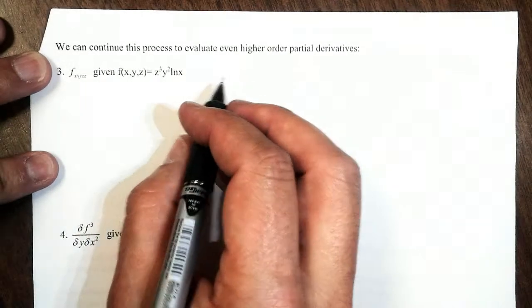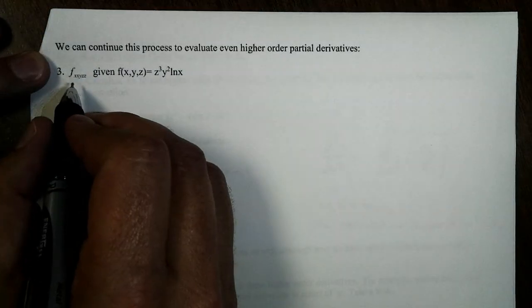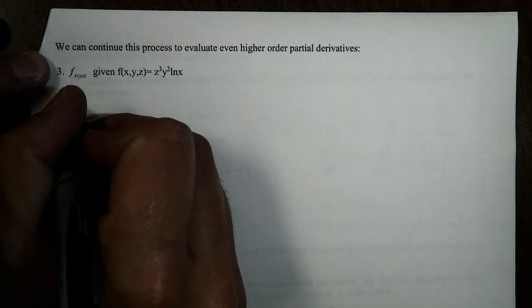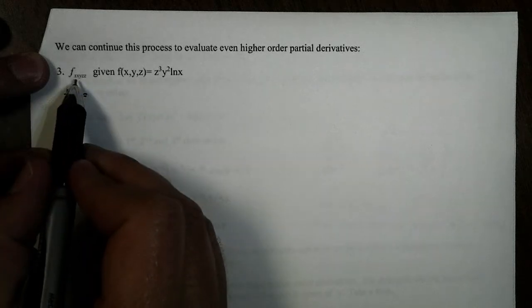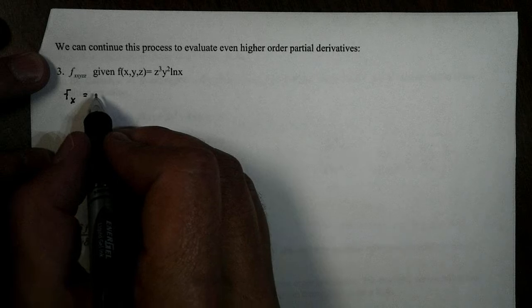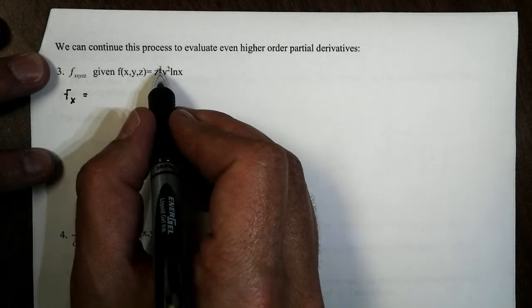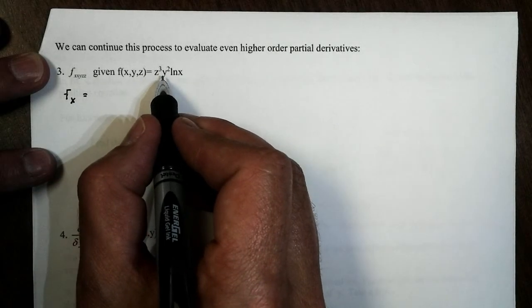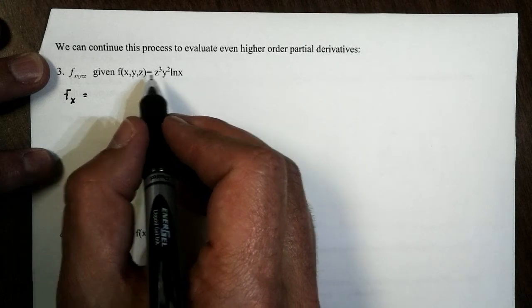So when I want to take the partial derivative, the first thing I'm going to do is take my partial with respect to x first. Remember, we're going to read it like a book from left to right: x, then y, then the two z's. When I take the derivative with respect to x, the z cubed and the y squared are my constants. I'm only looking at that natural log of x.